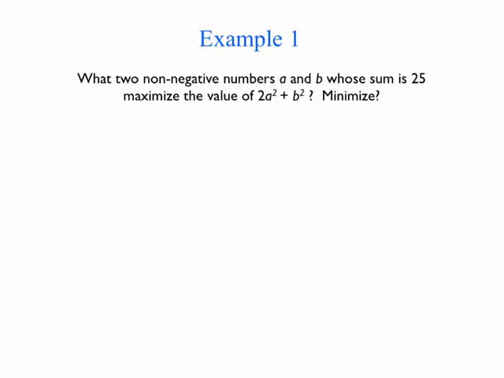Okay. Example 1. What two non-negative numbers, a and b, whose sum is 25, maximize the value of 2a squared plus b squared? And then we can also talk about minimize. So what two non-negative numbers, a and b, whose sum is 25, maximize the value of 2a squared plus b squared, and then minimize the value of that expression.